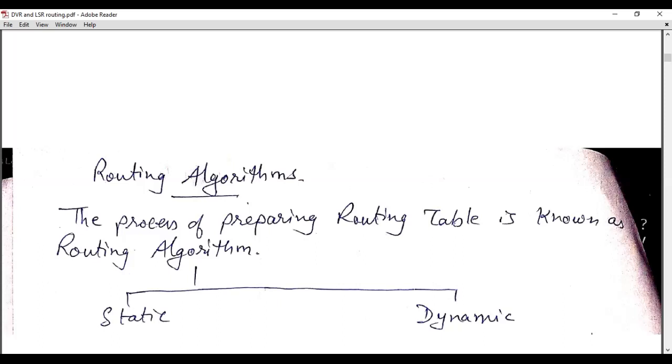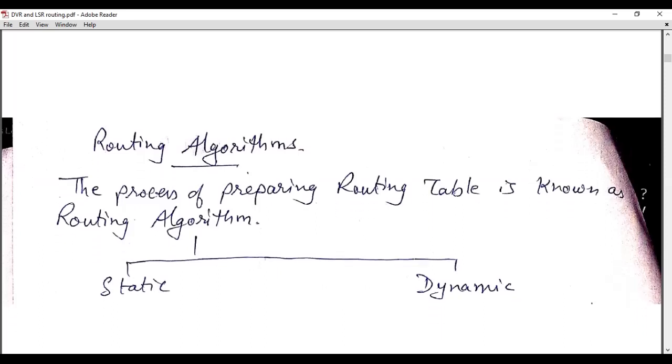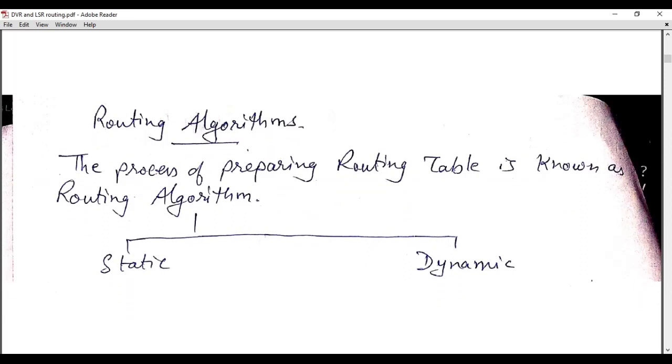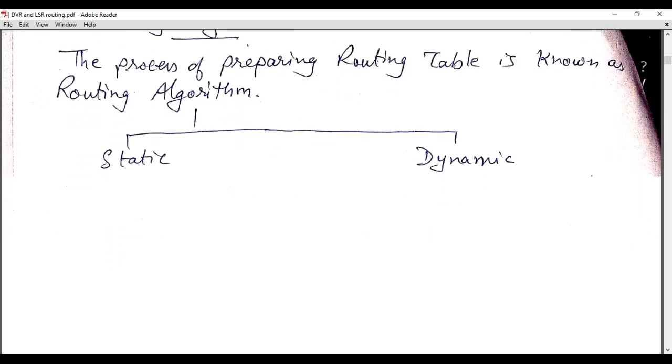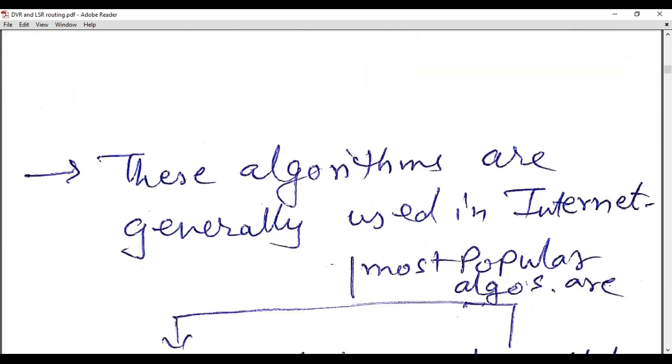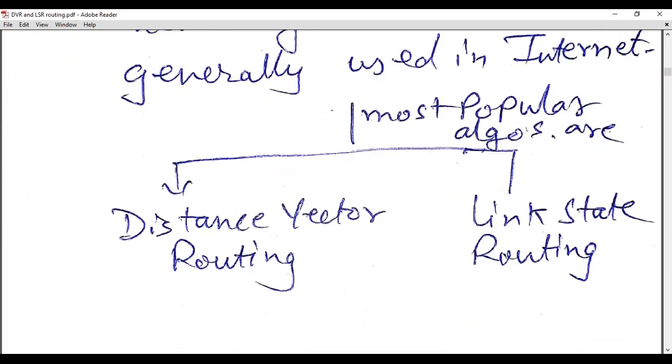What is used in the internet as of now is the dynamic routing algorithms. Everything is done by the routers automatically in dynamic routing, and there is no manual intervention. Depending on the changes in the topology and the traffic, the routing tables will change dynamically. These algorithms are generally used in the internet, and the most popular algorithms are distance vector routing and link state routing, right? So we will see the distance vector routing algorithm.